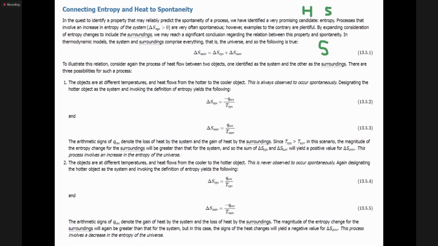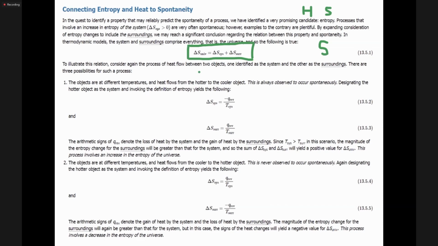By expanding the consideration to include the entropy change in the surroundings, we may reach a significant conclusion about the relation between the property and spontaneity. In thermodynamic models, the system and surroundings comprise everything, that is the universe. So the change in entropy of the universe is the summation of the change in entropy of the system and the change in entropy of the surroundings. That is shown here: delta S universe is equal to delta S system plus delta S surroundings.